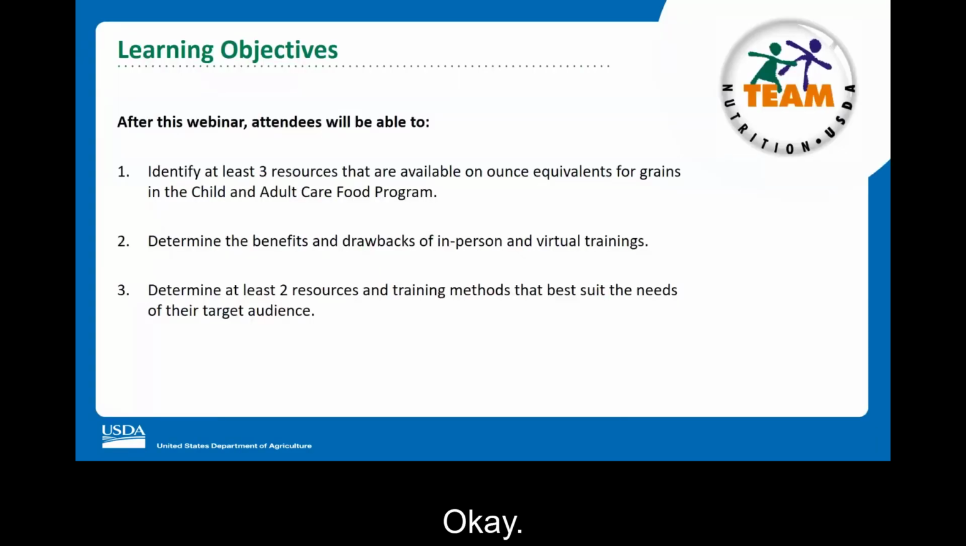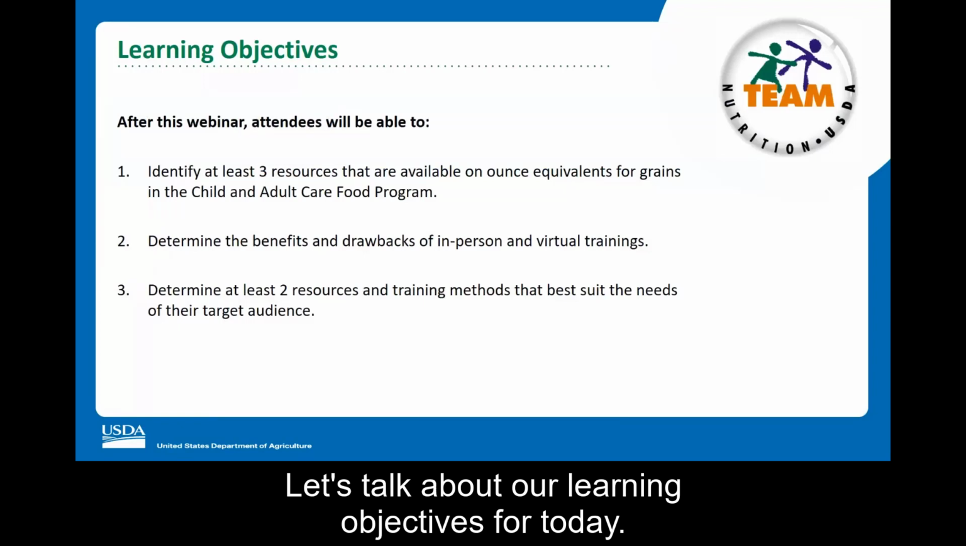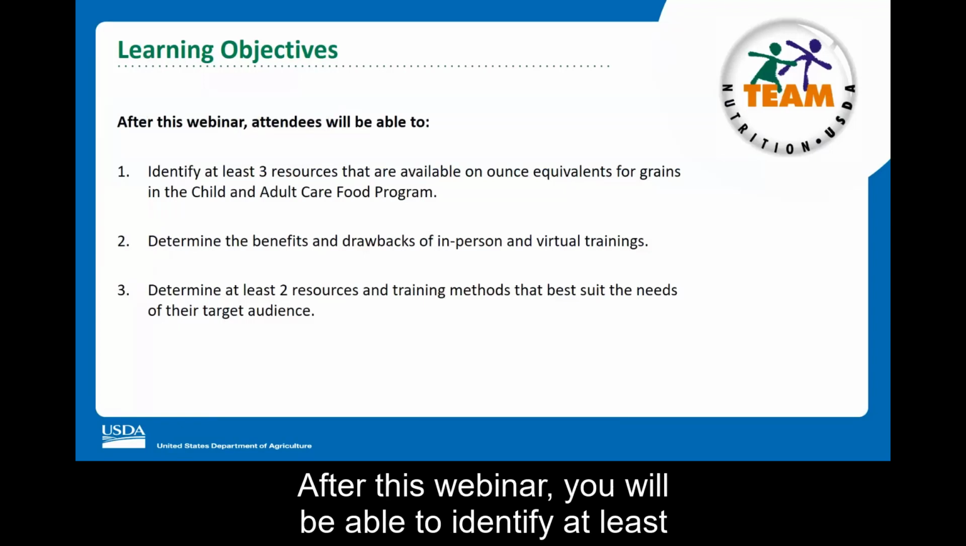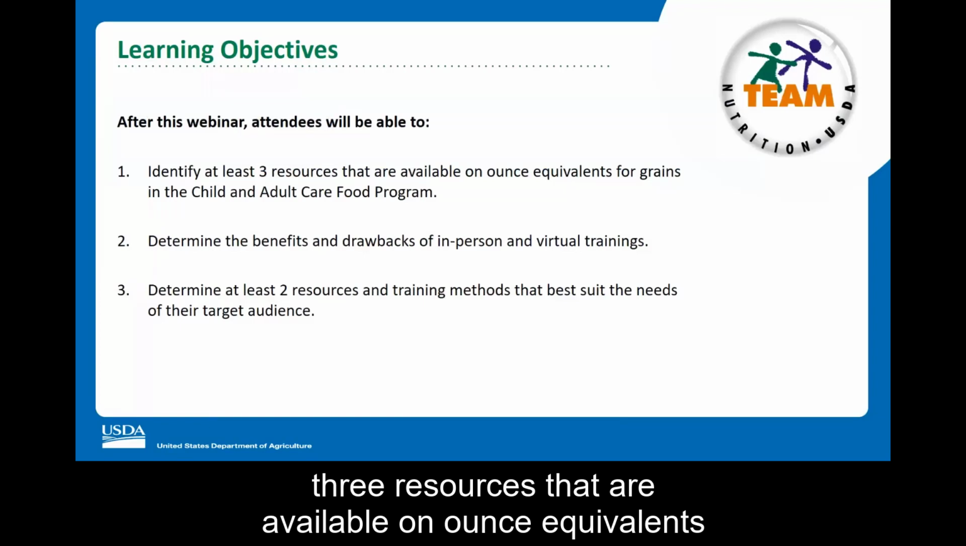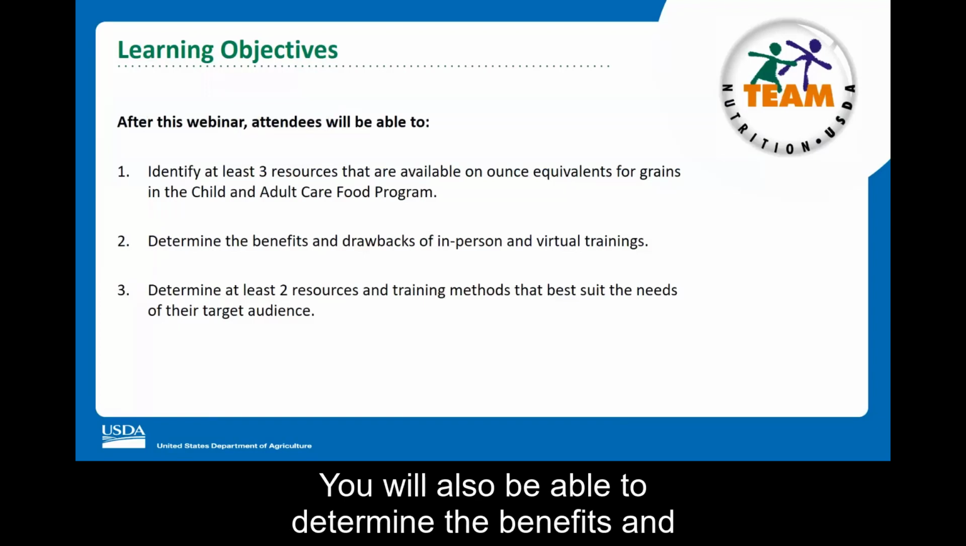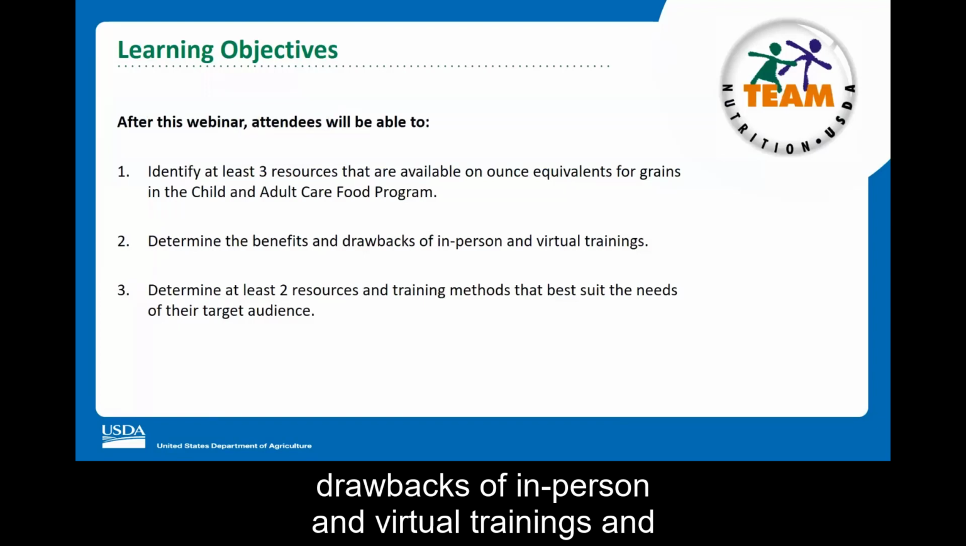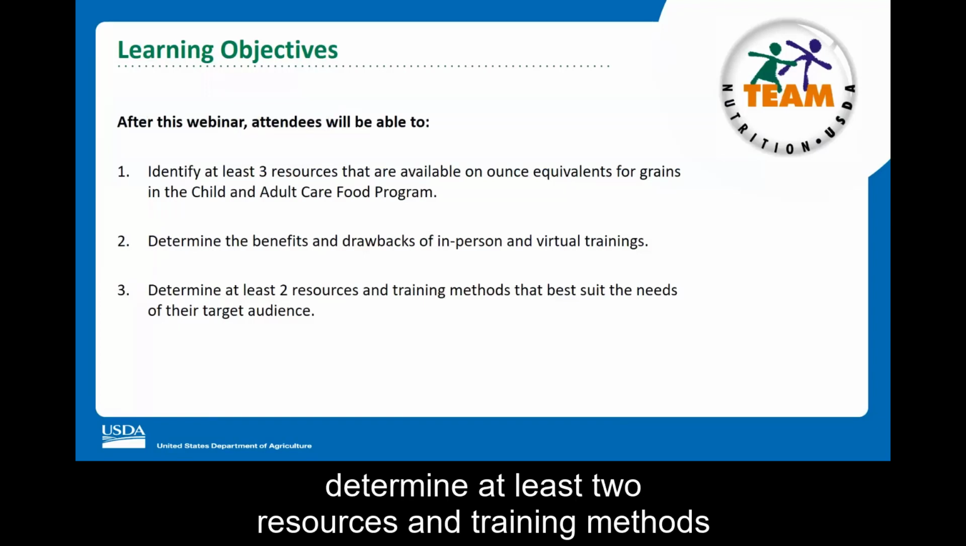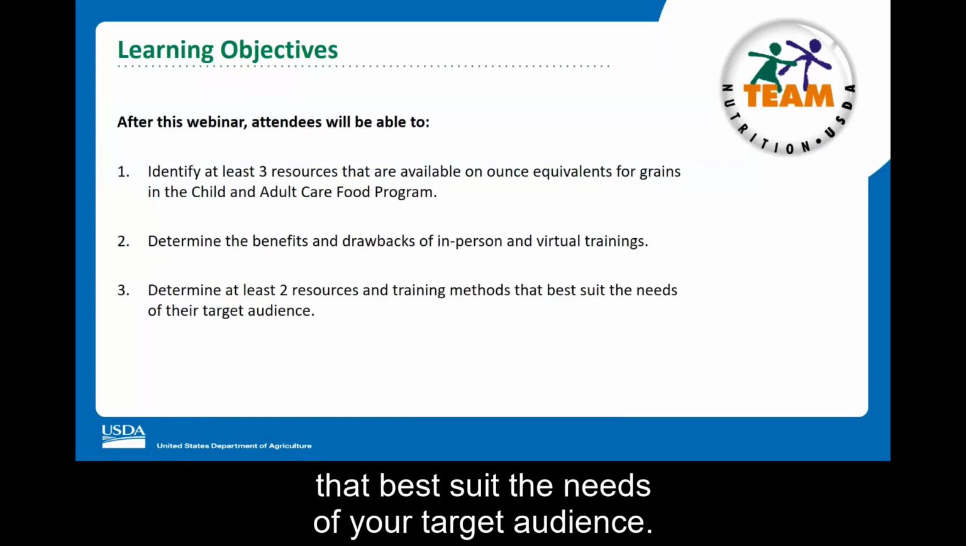Okay, so let's talk about our learning objectives for today. After this webinar, you will be able to identify at least 3 resources that are available on ounce equivalents for grains in the Child and Adult Care Food Program. You'll also be able to determine the benefits and drawbacks of in-person and virtual learning, and determine at least 2 resources and training methods that best suit the needs of your target audience.